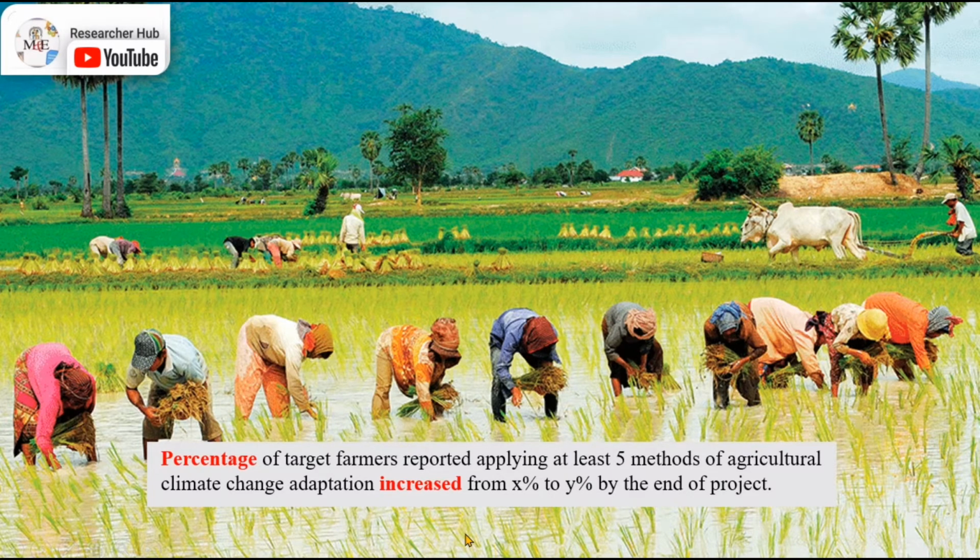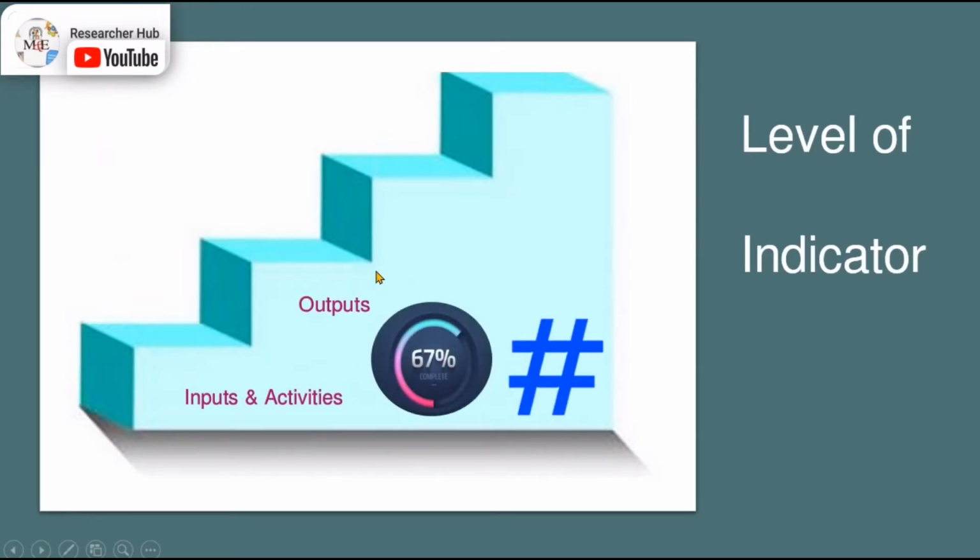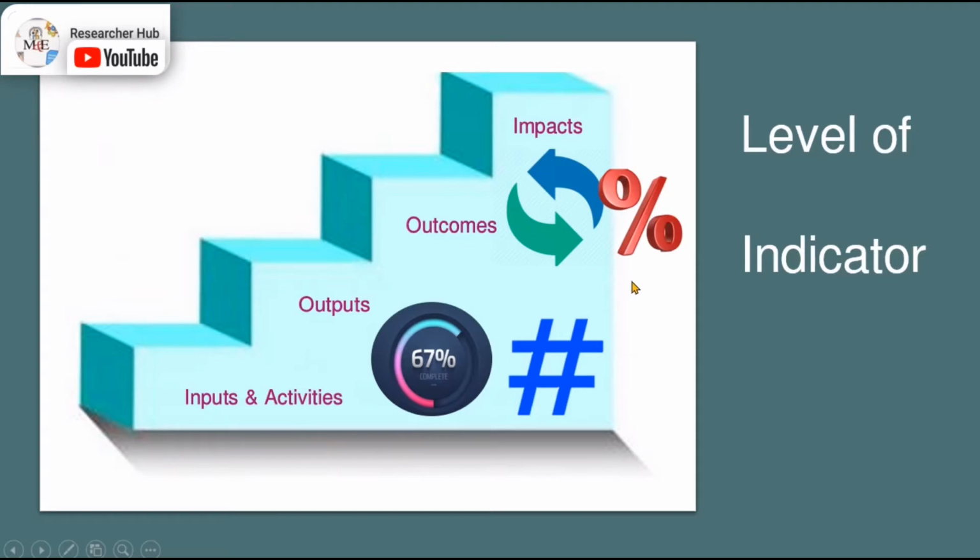In conclusion, there are 2 levels of indicators. The first level demonstrates the progress of the project, which is more focused on numbers. Very often it starts with a number. Another level of indicators is used to measure the changes, and very often they start with a percentage. So the first is for demonstrating progress, and the second level is for measuring changes.